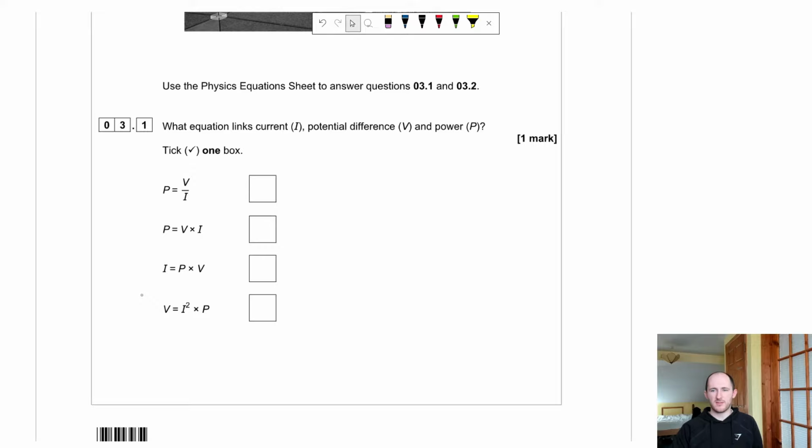So the equation that you're really looking for is P equals IV. Now, P equals V over I, it can't be rearranged that way, so it's not that. I equals PV, again, you can't actually get I equals PV. This next one's a bit different, but if you look at this one here, V times I is the same as I times V, so it must be that one. It is a bit of rearranging of algebra maybe, but hopefully not too bad.